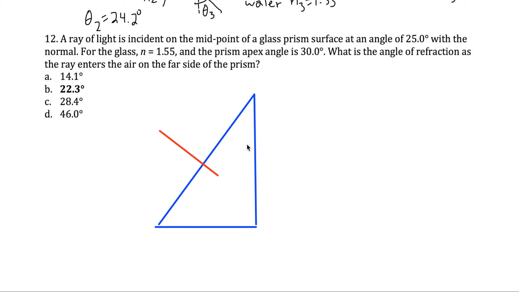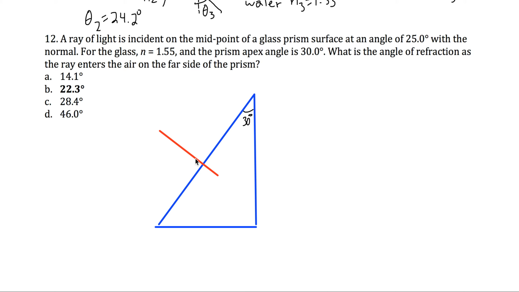Number 12. A ray of light is incident on the midpoint of a glass prism surface at an angle of 25 degrees with the normal. We're given the index of the glass. The prism apex angle is 30 degrees. That's this angle right here. What's the angle of refraction as the ray enters the air on the far side of the prism?